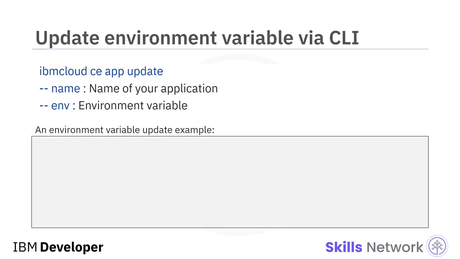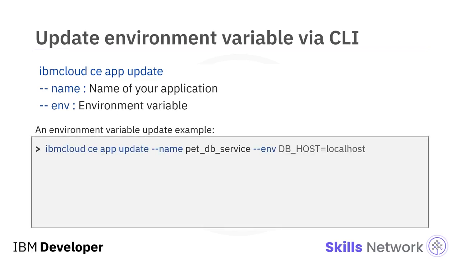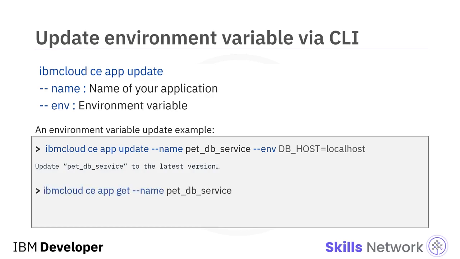Let's see a quick example. First, add an environment variable called dbHost with value localhost to the PetDB service application. The update command returns the message: the PetDB service is updated to the latest version. To double-check if the environment variable was added successfully, you can use the app get command to display the detailed information of the PetDB service application. You can now see the environment variable dbHost is added as expected.